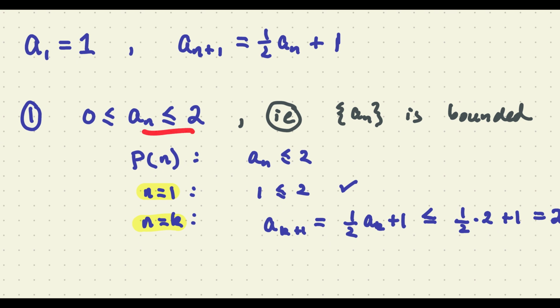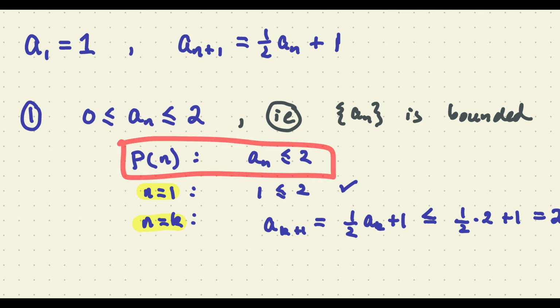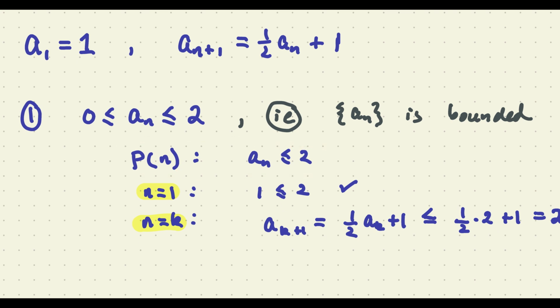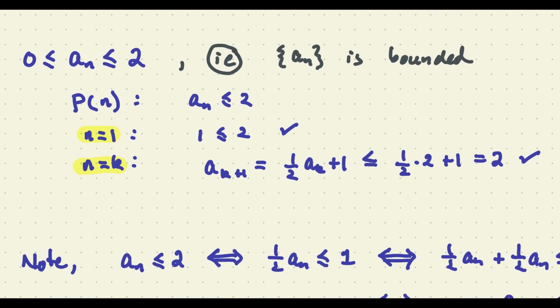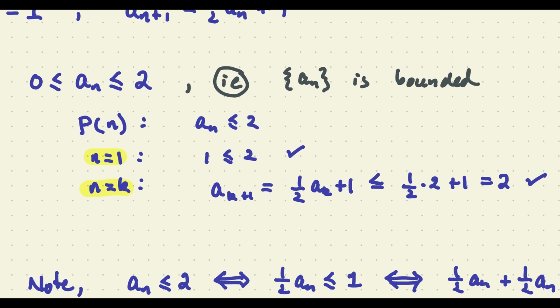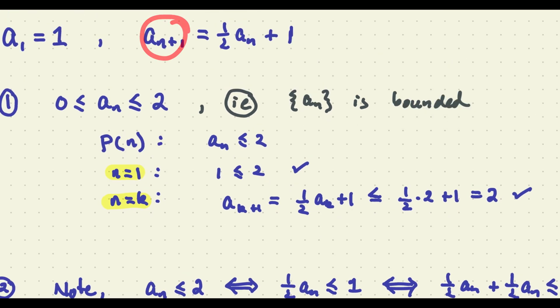For the upper bound, let's do the inductive argument. Here's the statement that we want to show as being true for all n. We need the base case. 1 is less than 2. Check. For the inductive step, assume that it's true for n equal k. Now, let's use the recursive definition to consider what the next term is.